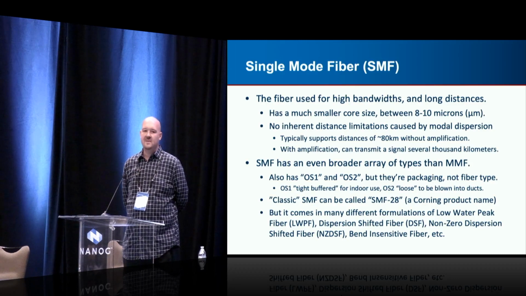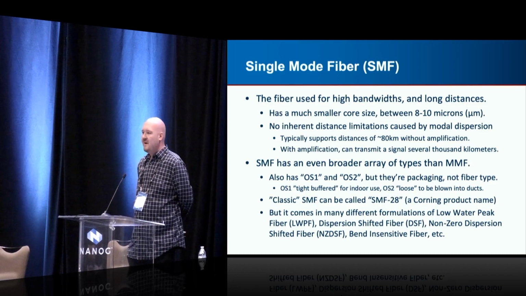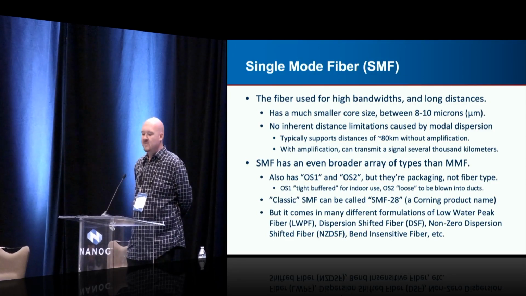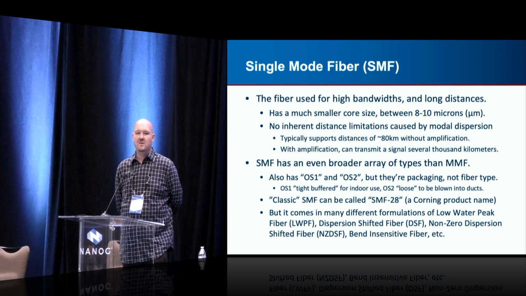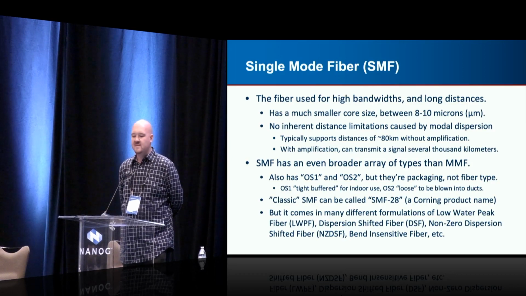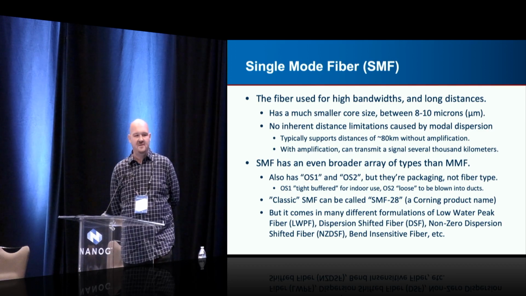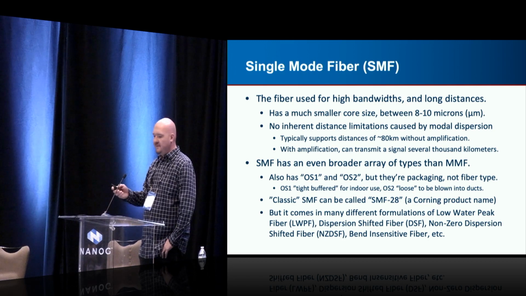You'll also hear something called SMF-28. That's one of the most classic fibers on the internet. It's actually a Corning product name, so it's kind of the gold standard. It was some of the original fiber that was deployed widely, going back to the 90s. But single mode fiber comes in a lot of different types. It comes in low water peak, dispersion shifted, non-zero dispersion shifted, bend insensitive, and a bunch of others. And I'll talk more about that in detail later.